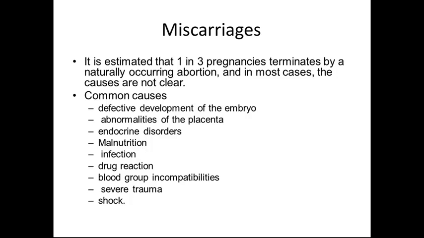Miscarriages are estimated to be about 1 in 3 pregnancies and are terminated by a naturally occurring abortion. And in most cases, the cause is not clear. Some common causes are defective development of the embryo, abnormalities of the placenta, endocrine disorders, malnutrition, infection, drug reaction, blood group incompatibilities, which do not happen commonly today due to the drug program, and severe trauma and shock.